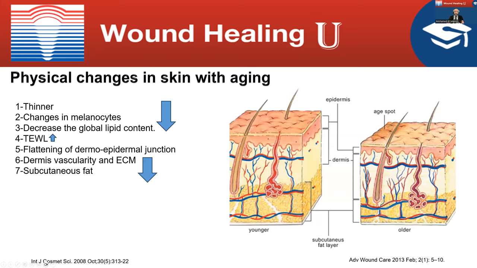To go a little bit in depth and see how many physical changes happen in the epidermal and dermal layers of the skin over time with the progression of age, you will see that the epidermal thickness and the dermal thickness become less. There are also changes in melanocyte distribution and number, decreased global lipid content, and increased transepidermal water loss. Also there is flattening of the dermo-epidermal junction, which we will discuss in detail in the upcoming slides. This is accompanied by decreased dermal vascularity and decreased extracellular matrix components, and of course decreased subcutaneous fat.